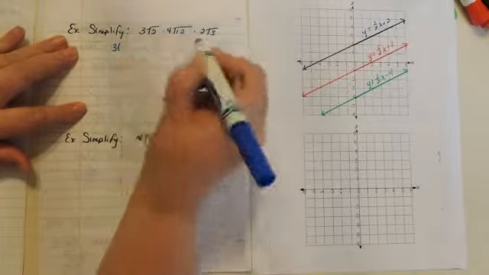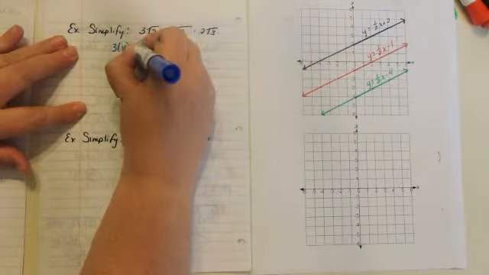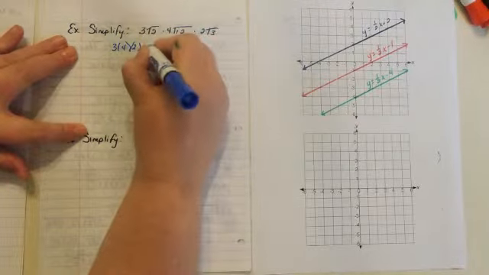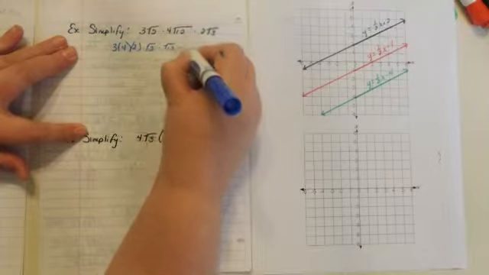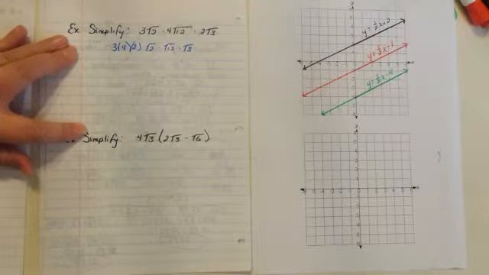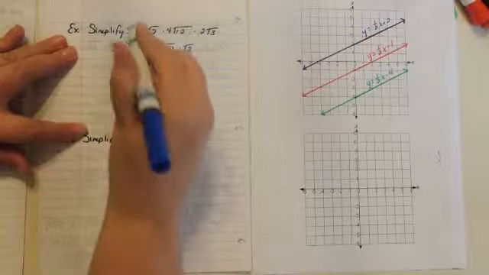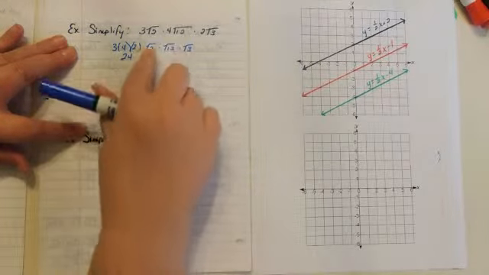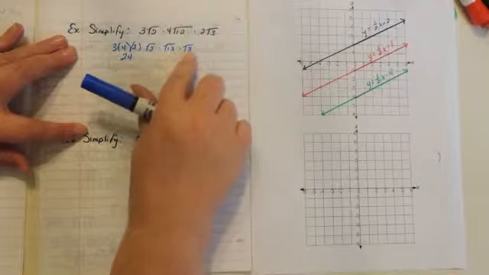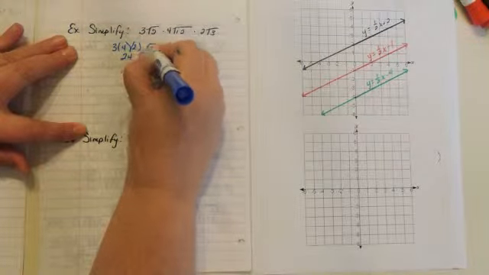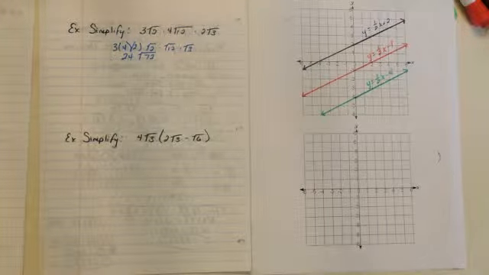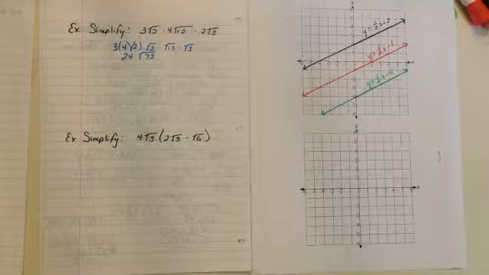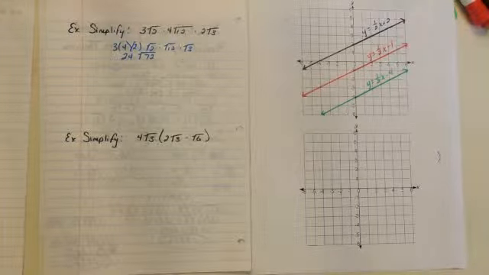So we have 3 times 4 times 2 times the square root of 2 times the square root of 12 times the square root of 3. Okay, 3 times 4 times 2 is 24. 2 times 12 is 24 times 3 is 72. Okay, we have 24 times the square root of 72. So now we need to find either prime roots or square roots of 72.